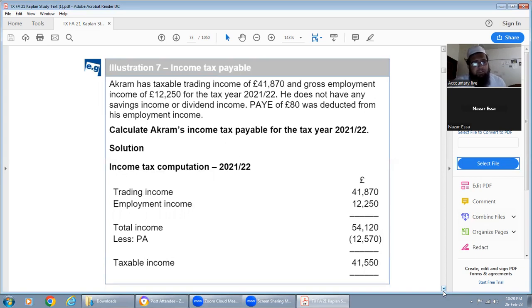Akram has taxable trading income of £41,870 and gross employment income of £12,250 for the tax year 21-22. He does not have any savings income or dividend income. PAYE of £80 was deducted from his employment income.